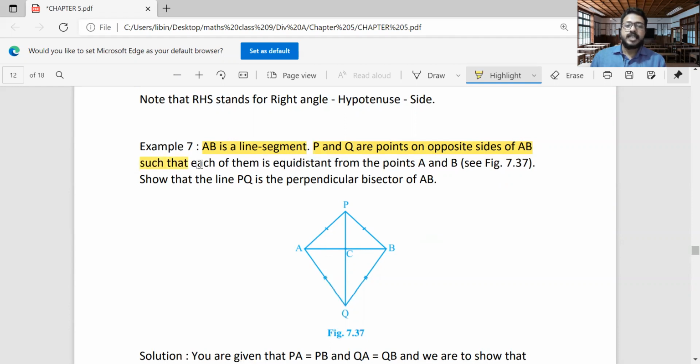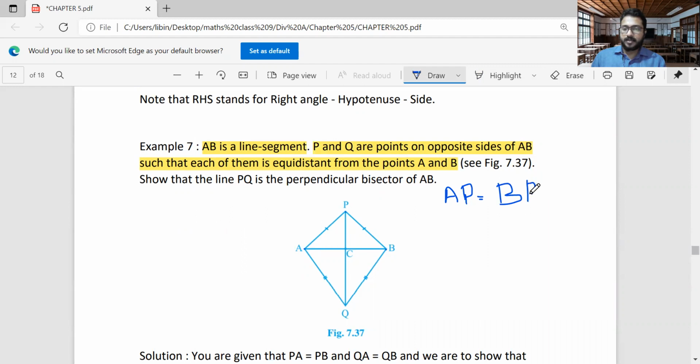Such that each of them, that is P as well as Q, is equidistant from the points A and B, which means the distance of the point P from the point A is equal to the distance of the point P from the point B. In other words, what can we write? AP is equal to, not AD, AP is equal to BP.